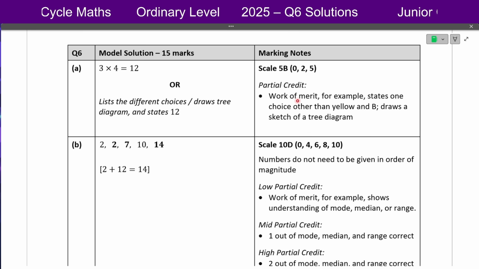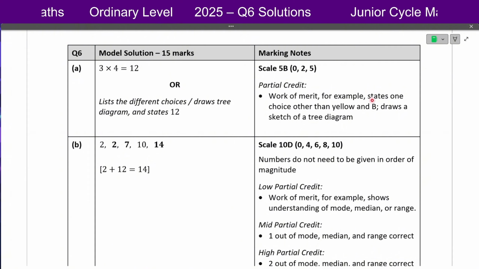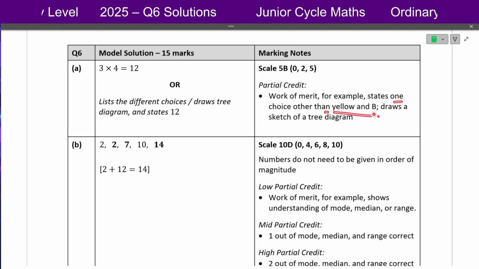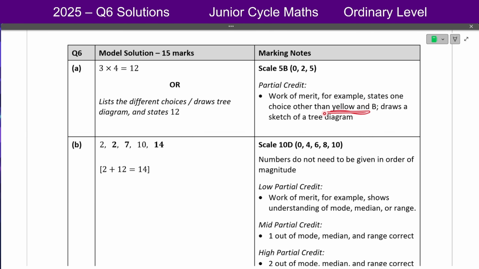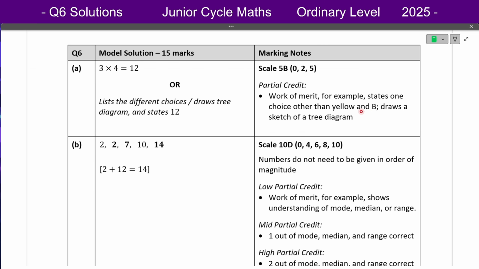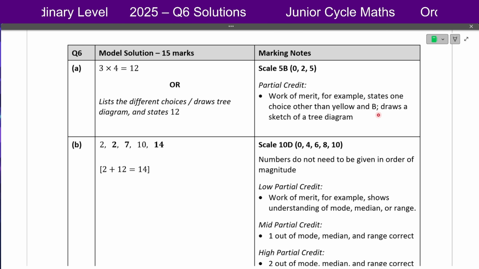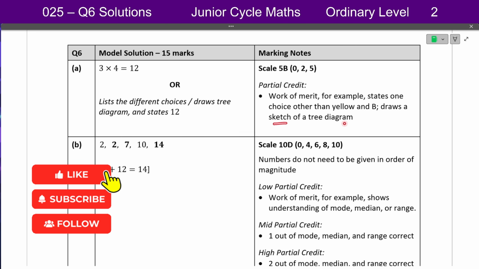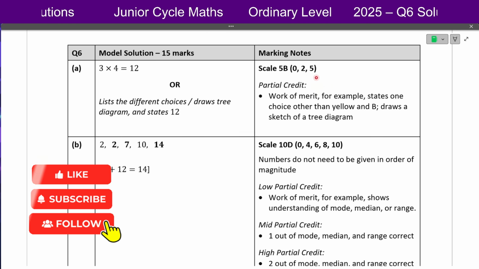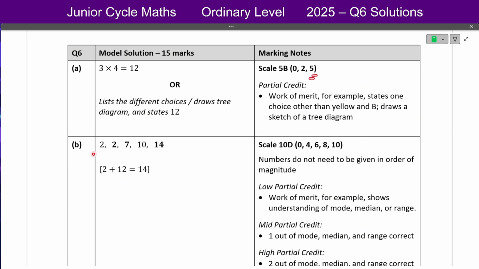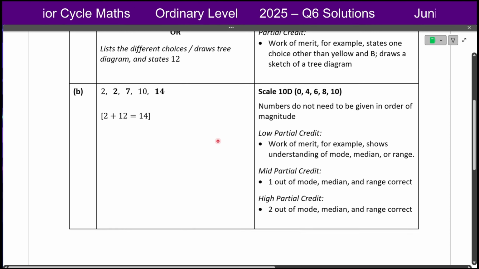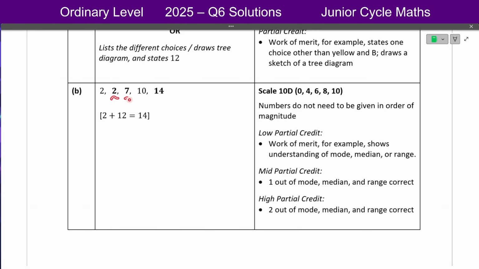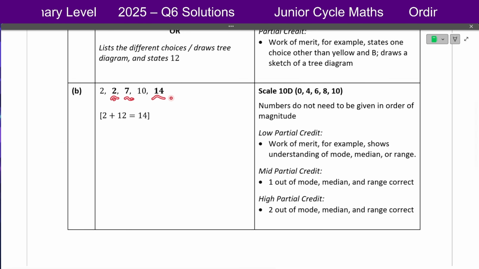For example, if we show one choice other than yellow on brand B, because this line is already given in the question, we can get 2 out of 5. We can also get 2 out of 5 by drawing a sketch of a tree diagram. Basically 5 is the full mark. In the second part, here are the correct numbers: 2, 7 and 14.